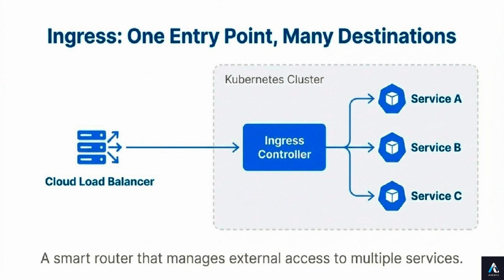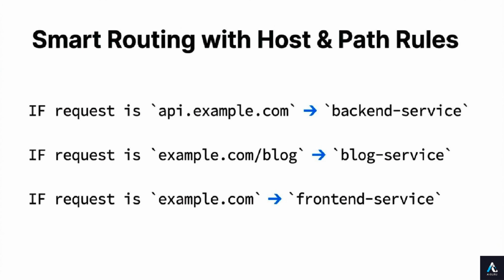Here's the idea. First, your cloud provider gives you one external load balancer. Then that load balancer sends all incoming HTTP and HTTPS traffic to the Ingress controller running inside your cluster. And finally, the Ingress controller looks at the request and routes it to the right service based on the rules you define. Ingress rules come in two main forms.